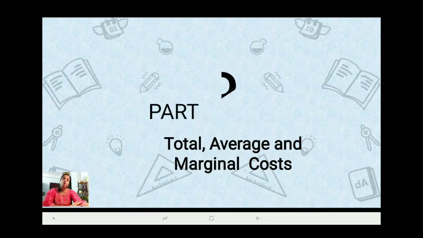Then comes total, average and marginal cost.